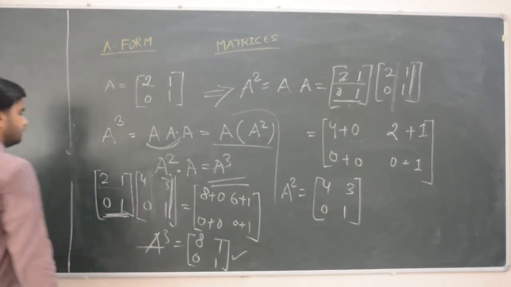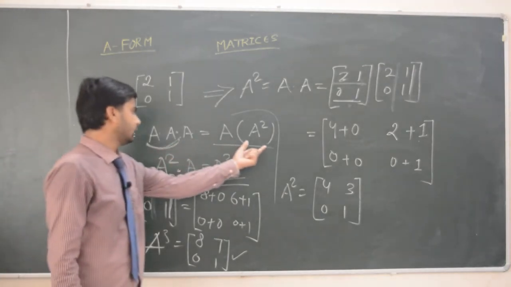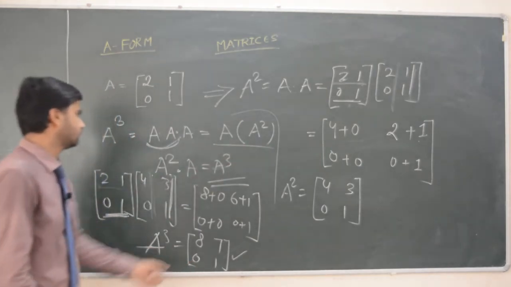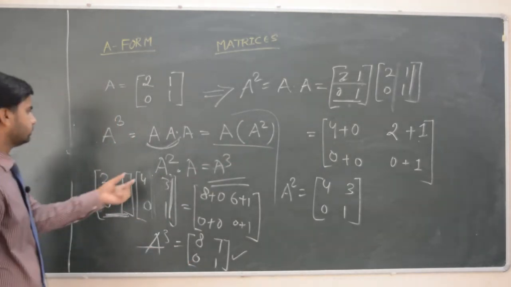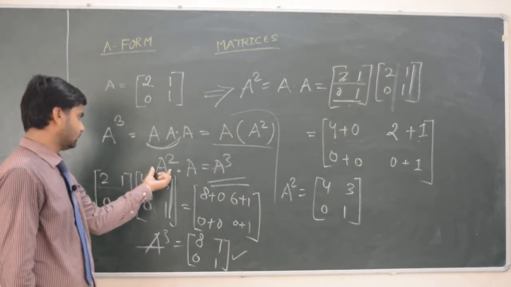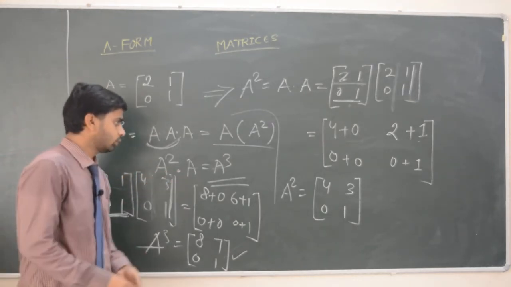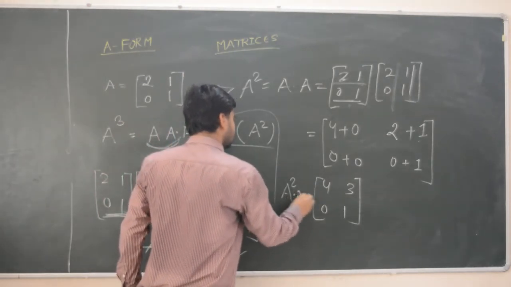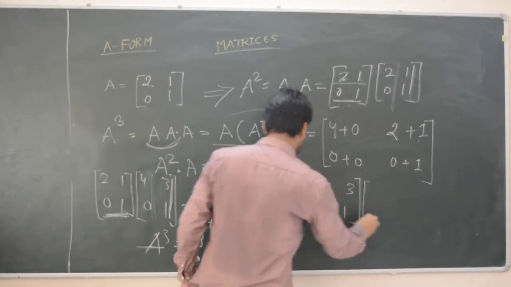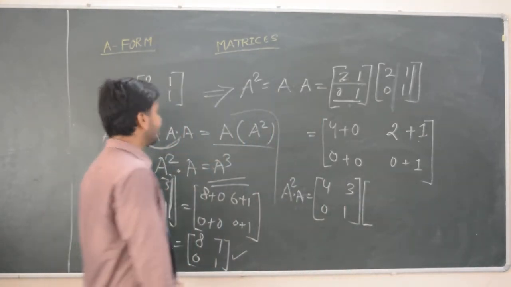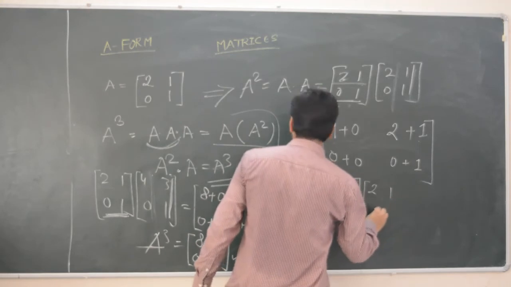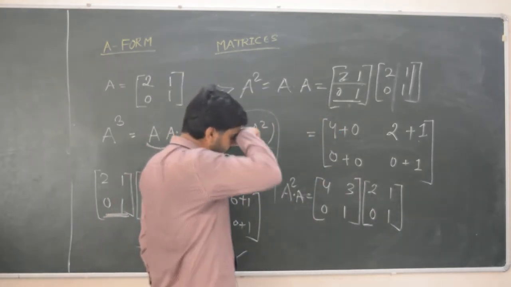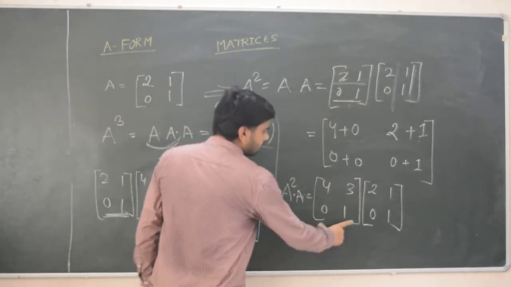We calculated A square and multiplied it with A to get the value of A cube. Now we want to check whether we get the same value if we multiply A square with A. So A square is this, and if we multiply this A square with A, we want to check whether that value will be the same as this matrix. So A is 2 1 0 1.